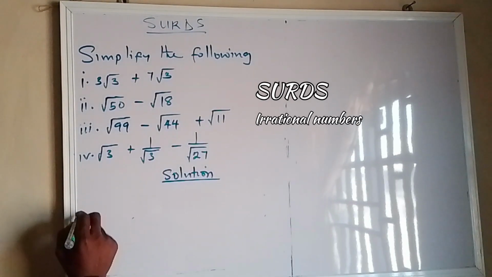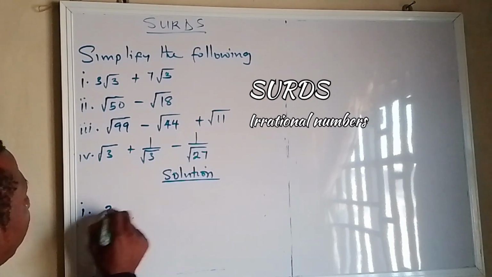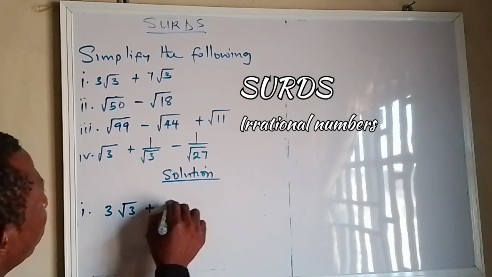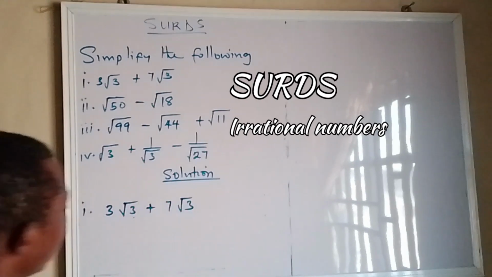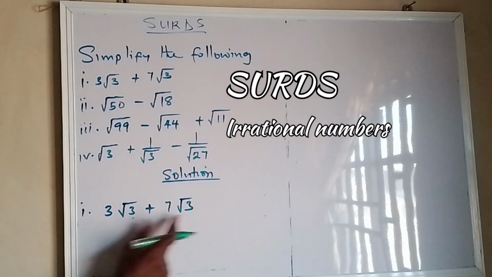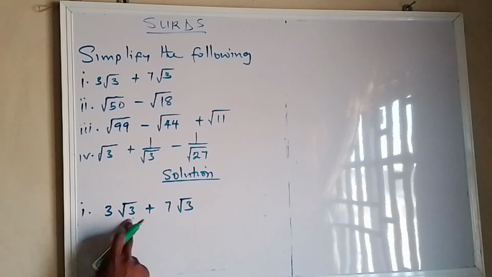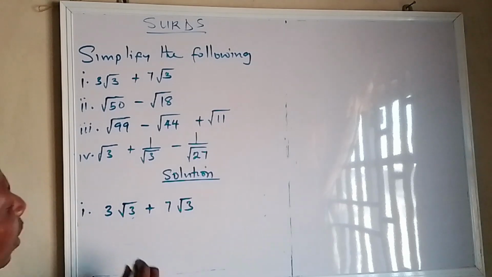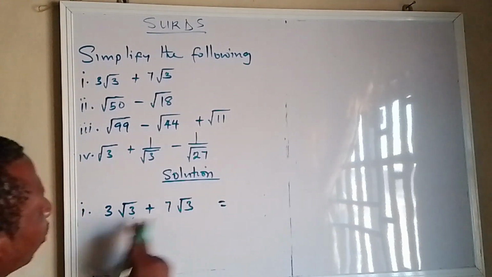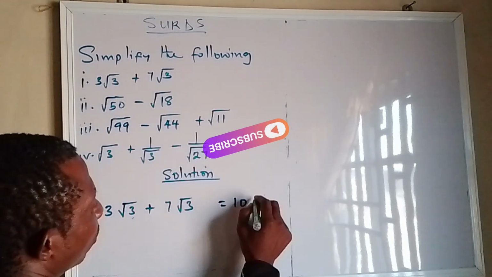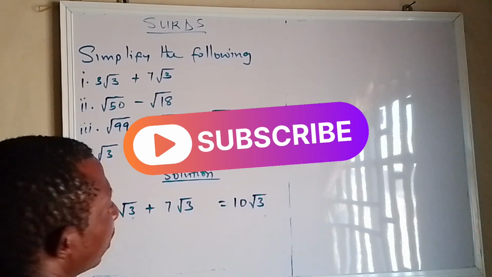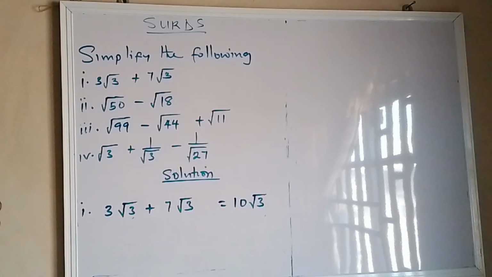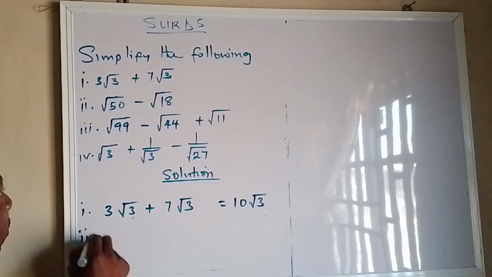Now the first one: 3 square root of 3 plus 7 square root of 3. So we have to add this together. The number of square root of 3 that we have here is 3. The number of square root of 3 that we have here is 7. So the total number of square root of 3 we have here is 10. So that's 10 square root of 3. That's all.